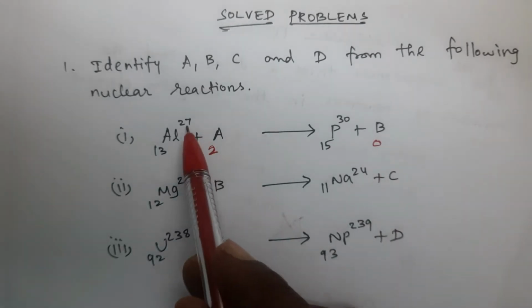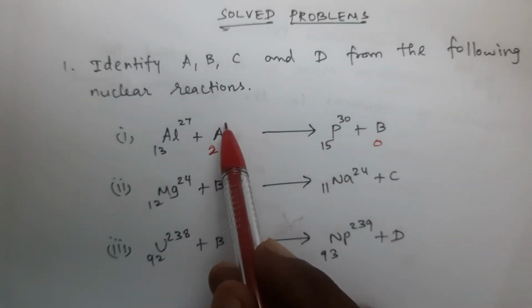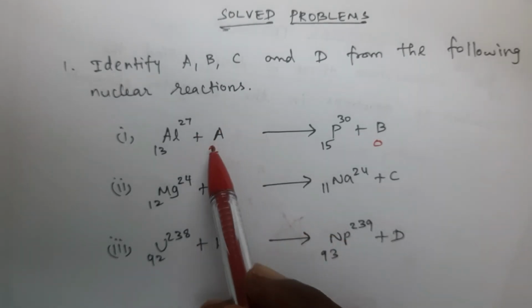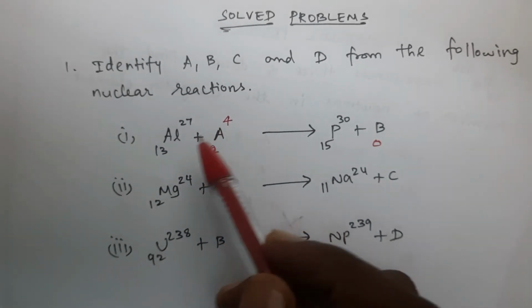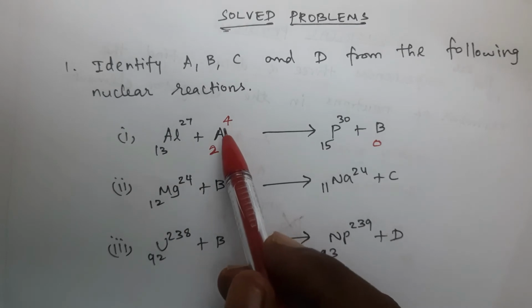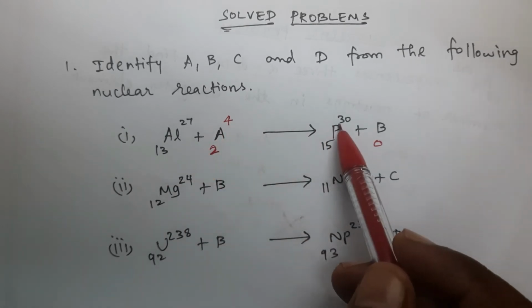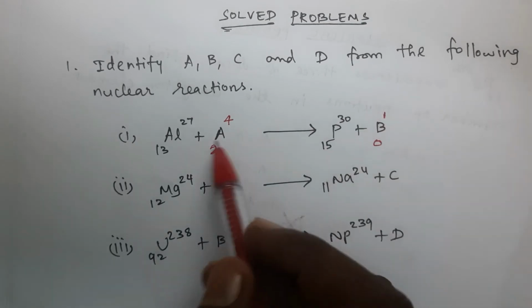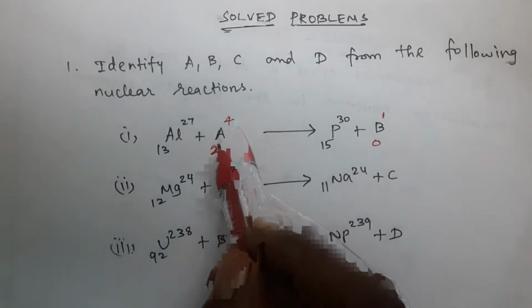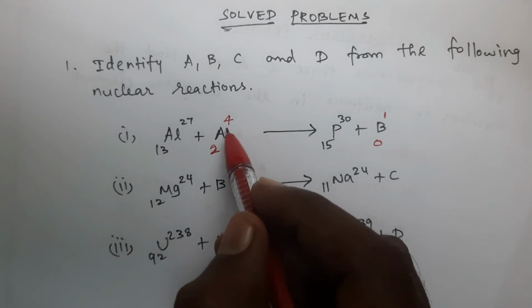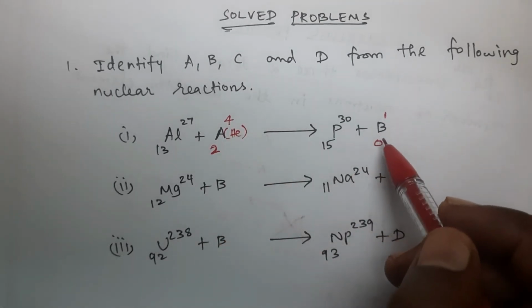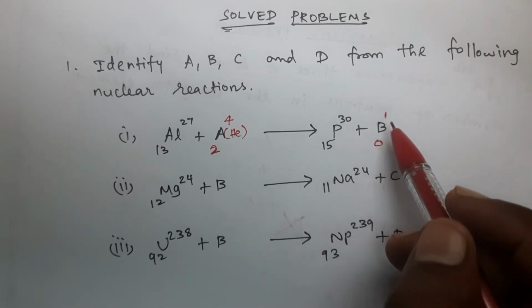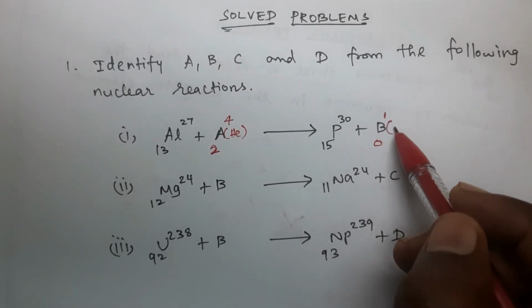Then here 27, here 30 is there. So 3 is impossible. Mass number 3 is impossible if atomic number is 2. If atomic number is 2, the maximum mass number is 4. This is for helium. So 27 plus 4, 31. Here 30 is there. To get 31, here 1 will come. So atomic number 2, mass number 4 is helium. So A represents helium. Then atomic number 0, mass number 1 represents neutron.